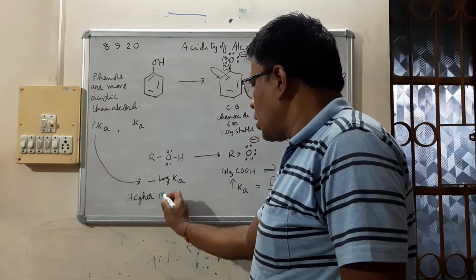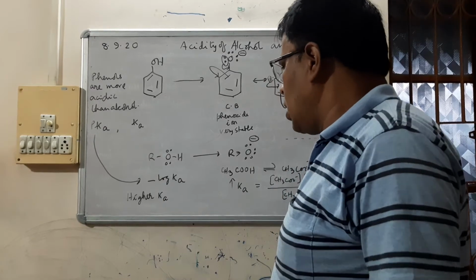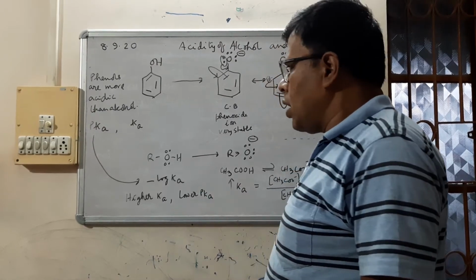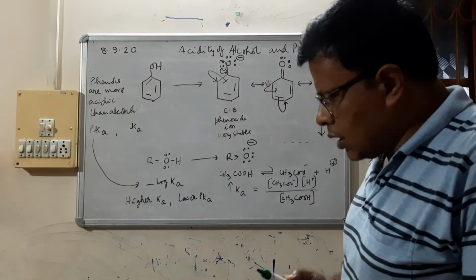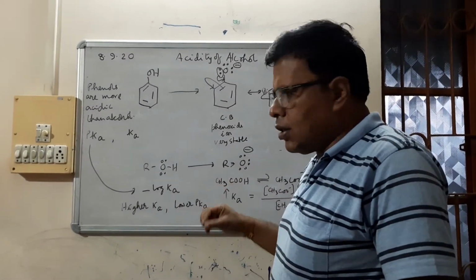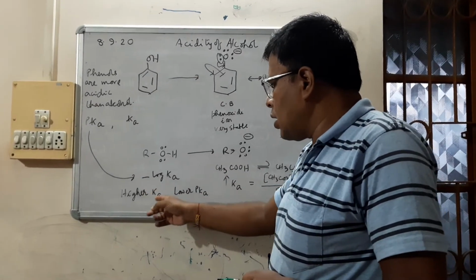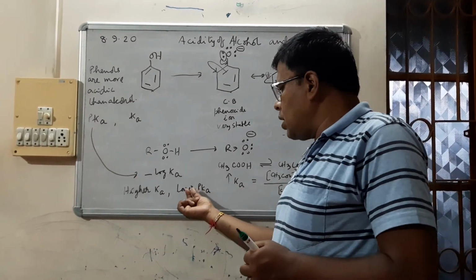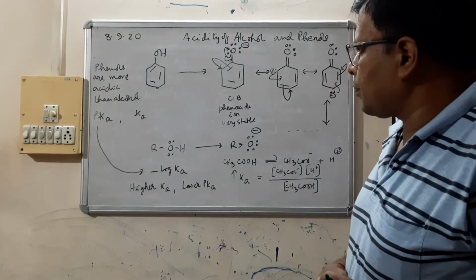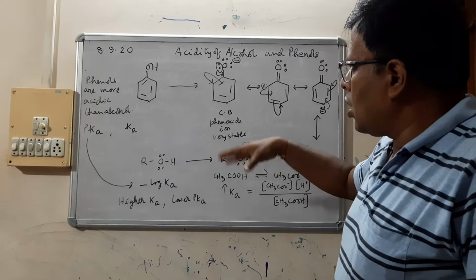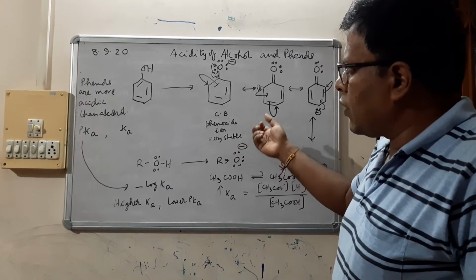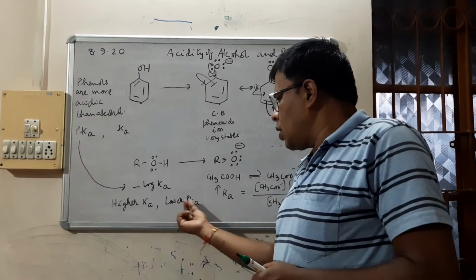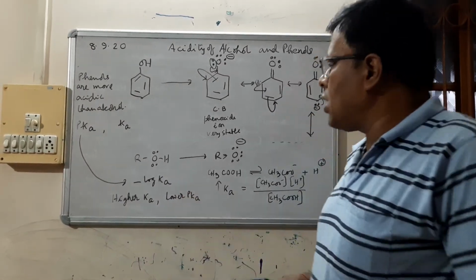Higher Ka means lower pK. So this thing follows. That means if a weak acid is stronger, then it will have a higher Ka value, and correspondingly it will have a lower pK value. So from the pK value we have to understand the acidity of substances. In exam, the acidity of phenol or alcohol may be quoted with the help of pK value or Ka value. Generally, it is quoted with pK value.